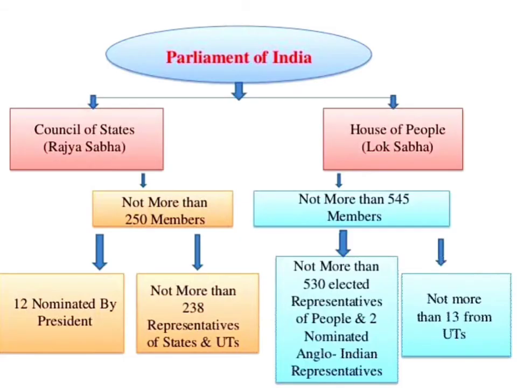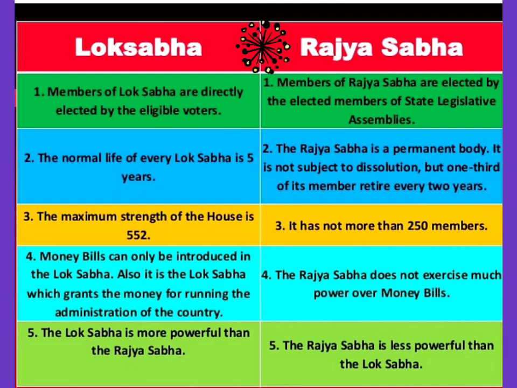This is one more flow chart where I'm describing Rajya Sabha and Lok Sabha. In Rajya Sabha, there are not more than 250 members. 12 are nominated by the President and not more than 238 are representatives of states and UT, that is, Union Territories. Now, this is the difference between Lok Sabha and Rajya Sabha. We can understand more deeply.